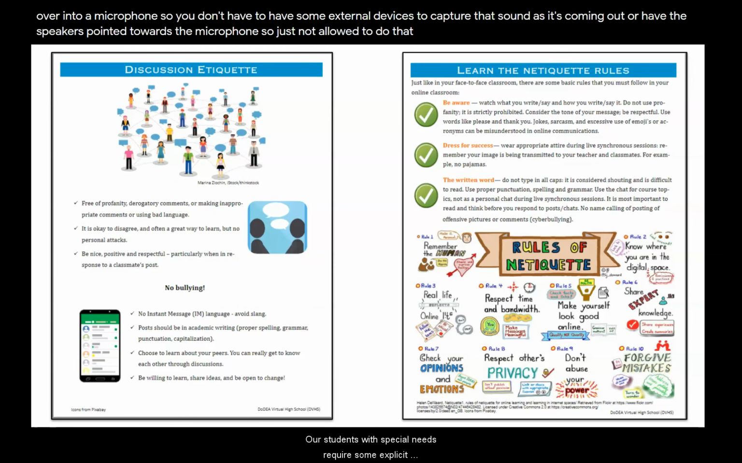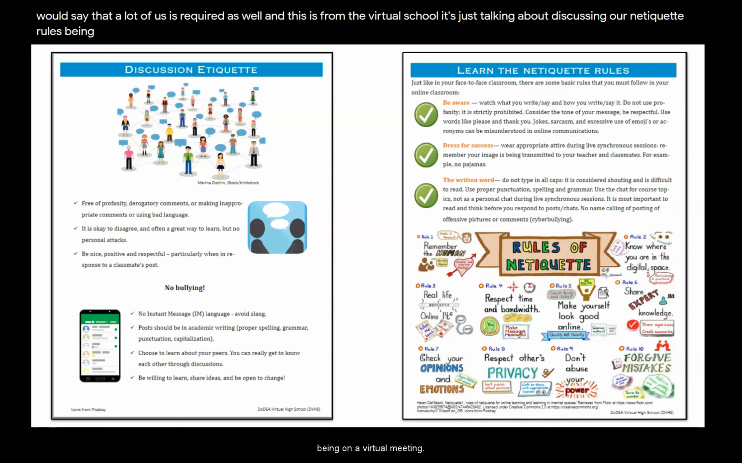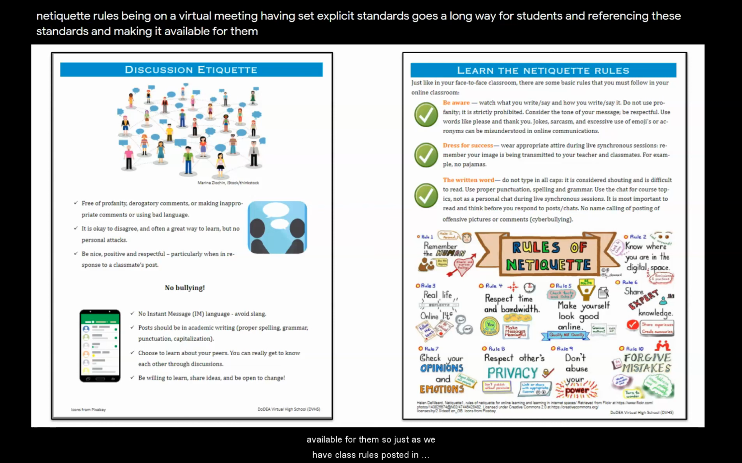Our students with special needs require some explicit instruction, and I would say that a lot of our students require that as well. And this is from the virtual school. It's just talking about discussion etiquette and etiquette rules for being on a virtual meeting. Having set explicit standards goes a long way for our students, and referencing these standards and making them available for them.